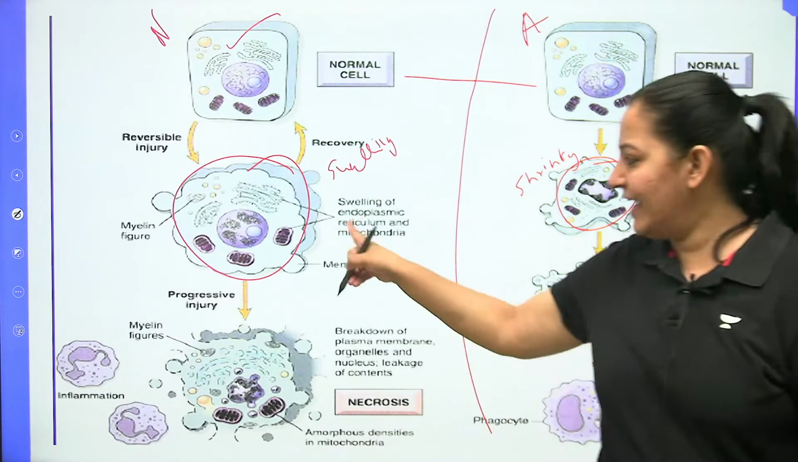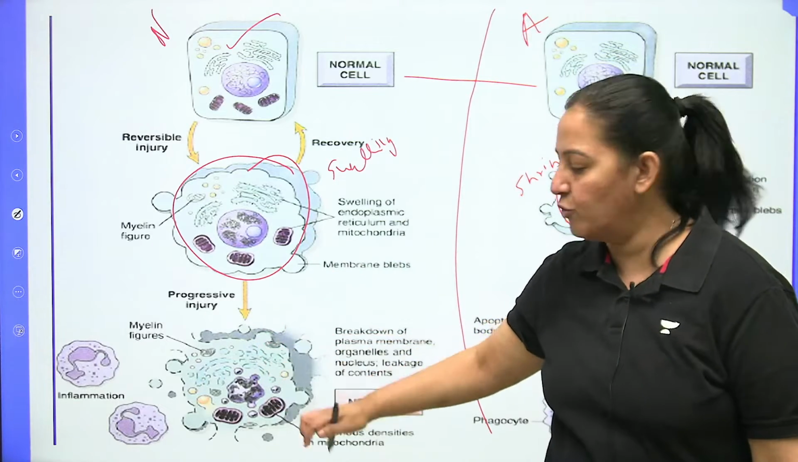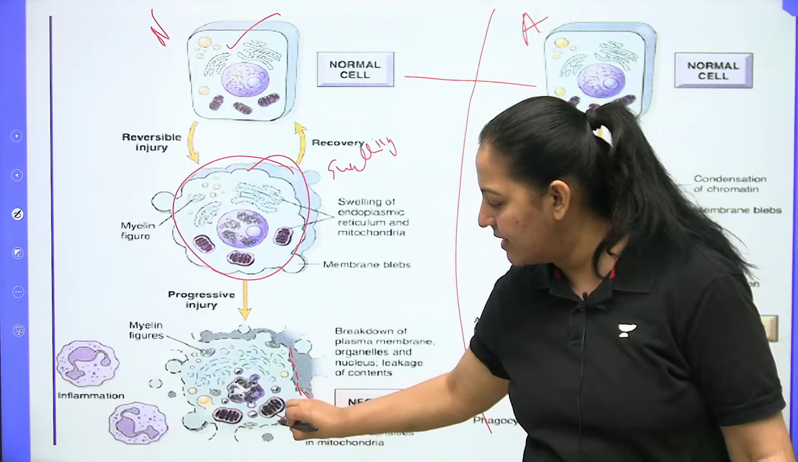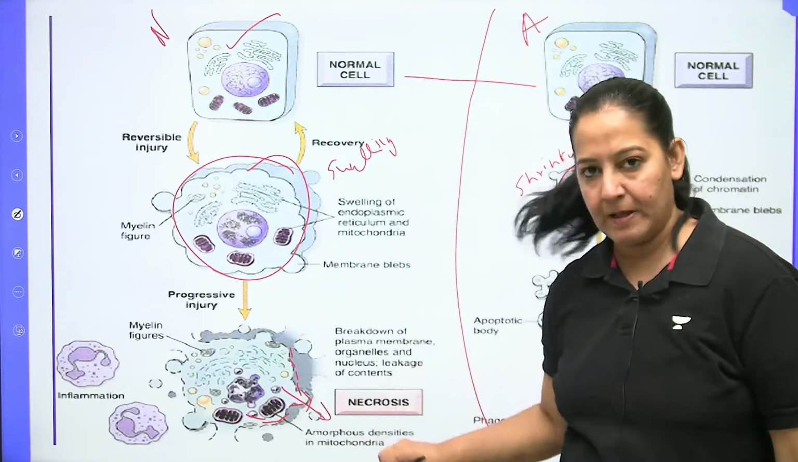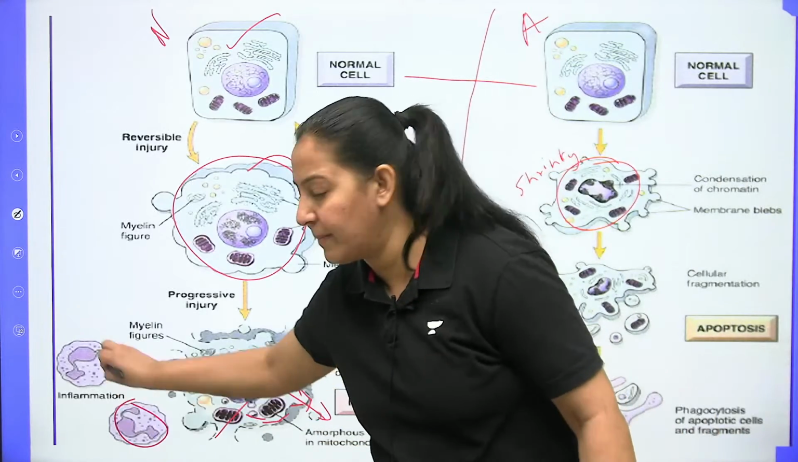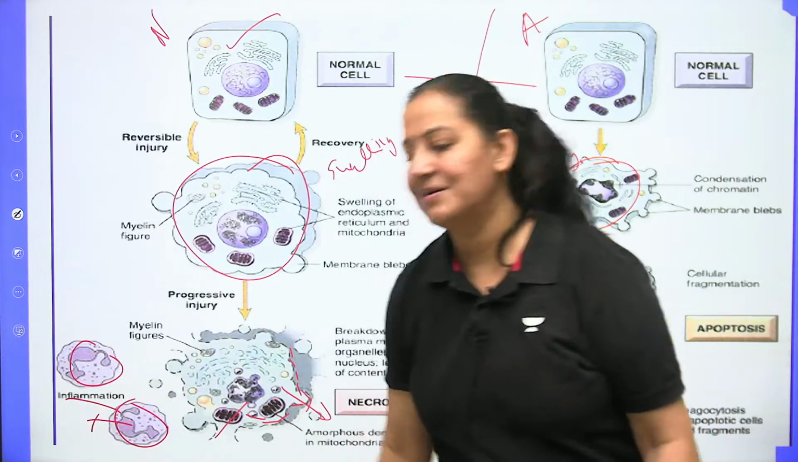Have you appreciated? Here, if you zoom the diagram, you can see the cell disruption. There are gaps in the cell membrane. Because of the disruption, there is leakage. The cell disruption is there, leakage is there, and because of the leakage, neutrophils are coming. That is, inflammation is present.